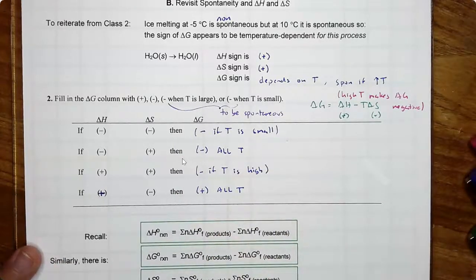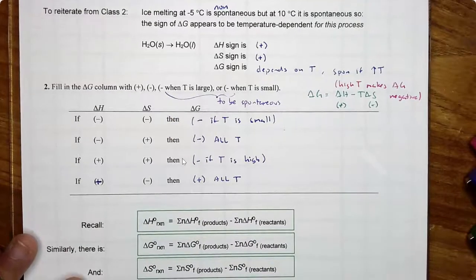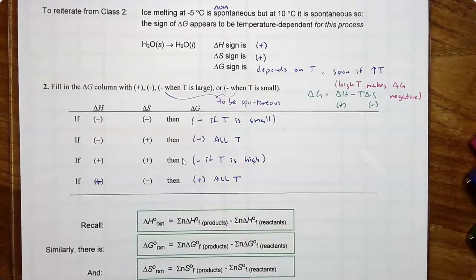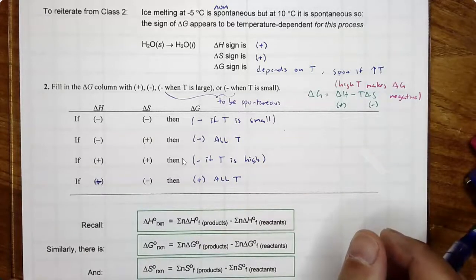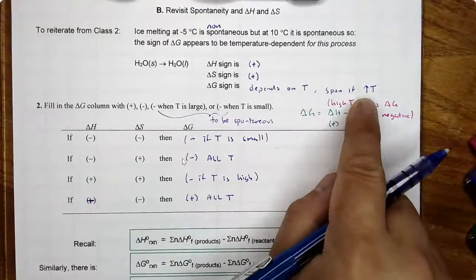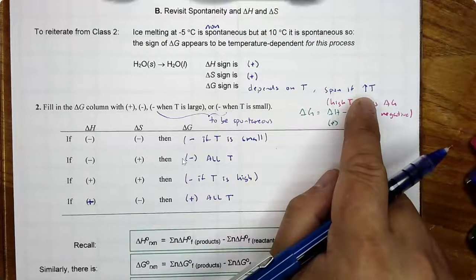I don't suggest you try to memorize this table. Okay. Try to think it through on a case-by-case basis, and see if it makes sense. Right? It makes sense that here it will be spontaneous if temperature's higher because we're talking about melting.